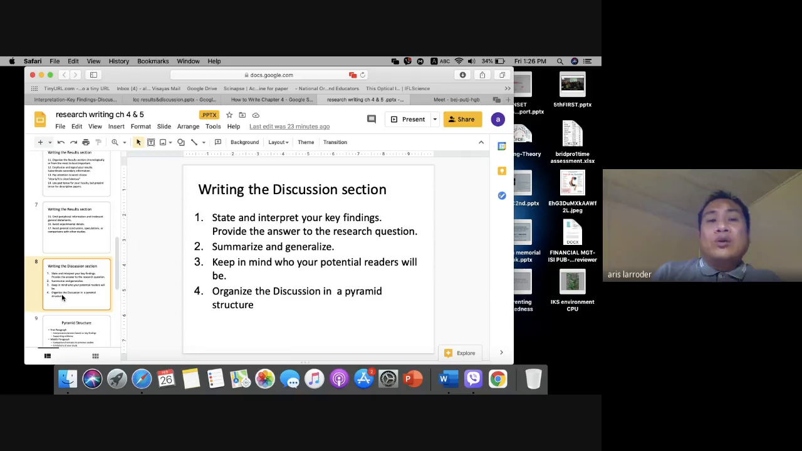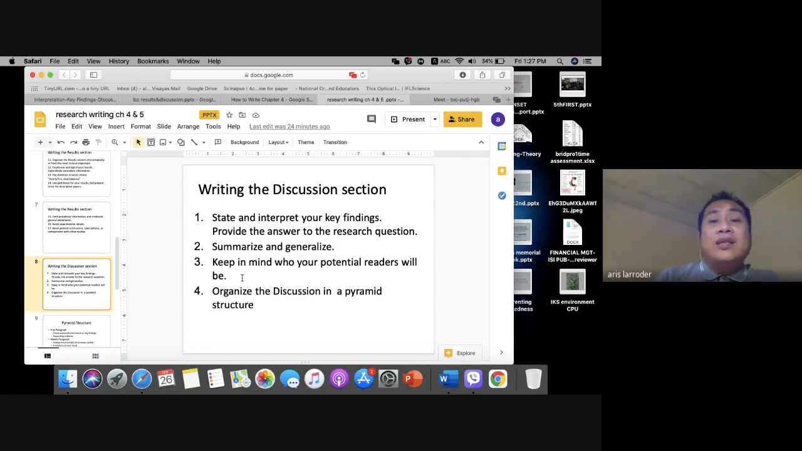Now, the structure would be the following. You state and interpret your key findings. This is by using your key findings, interpretation, and your discussion. So you have to provide the answer to the research question. Your answer to the research question, which is the research aim, would be your research objectives. So you summarize and generalize towards the end. And then you also have to keep in mind who your potential readers will be. In our case, we have the scientific community.